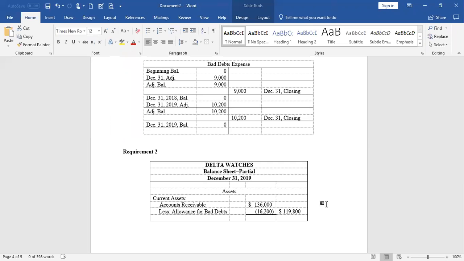So we've achieved our objective of recording bad debt expense in the year the sale occurs and reporting accounts receivable at a realistic balance, subtracting what we think we're not going to collect in the future.